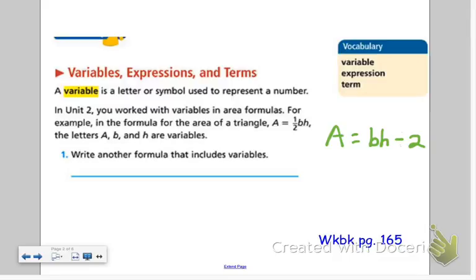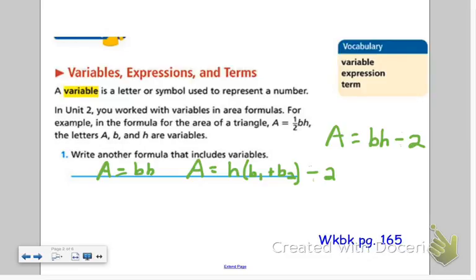We're going to write another formula that includes variables. So you may be familiar with some other area formulas, maybe just something as simple as area equals base times height. We use that for rectangles and parallelograms. We also had, don't forget the trapezoid one, that was a big one. Area equals height times the sum of base 1 plus base 2, divided by 2.